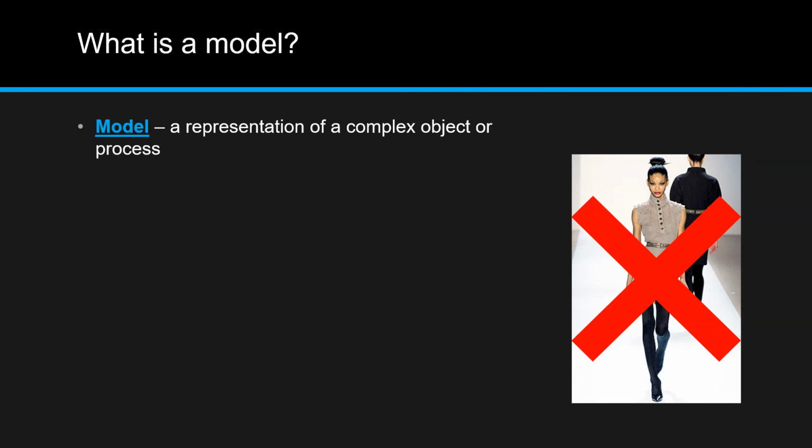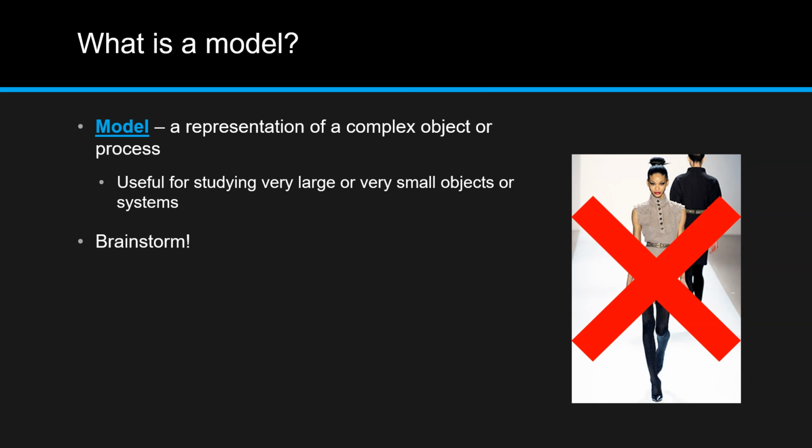In other words, a model is like a copy of the real thing, and you can study it when you can't really study the real thing easily. Models are especially useful for studying objects or systems that are really, really big or really, really small. Can you think of some examples of models? Take a moment to pause this recording and brainstorm models that you have seen or used before.